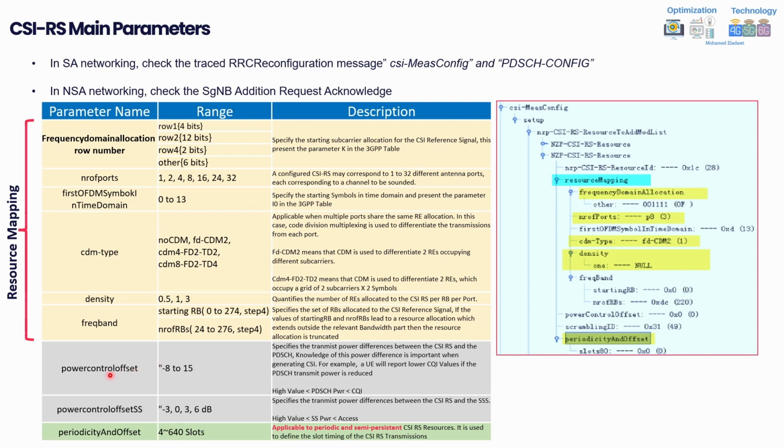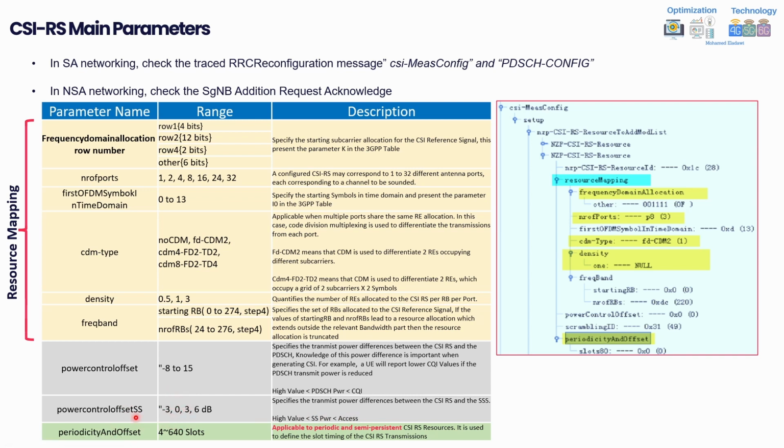Then the next part is equivalent to the first part, but this one is between the CSI-RS and the synchronization signals, and the same applies if you increase the CSI-RS. This means the SS power will be less, so you might have less accessibility and so on. And this one usually is 0 as well.